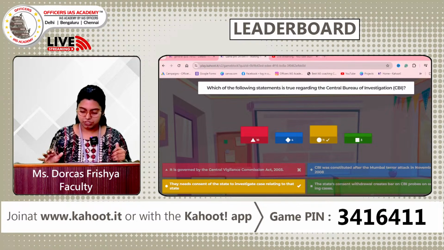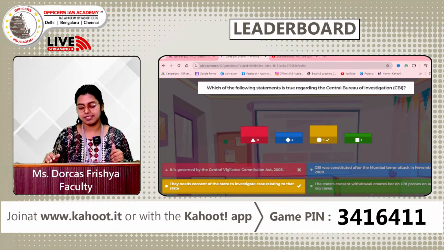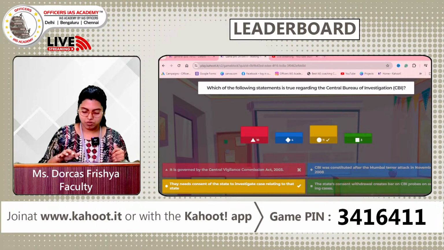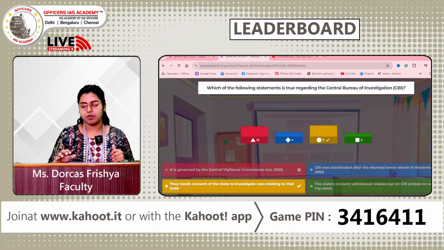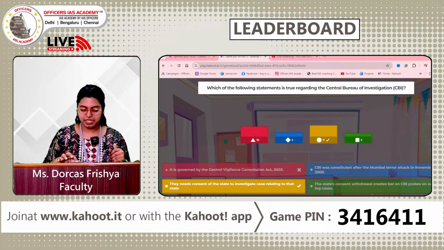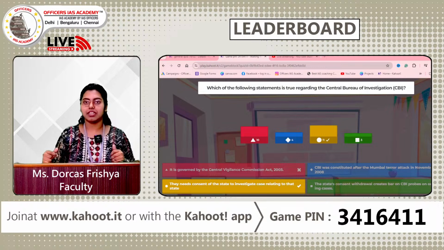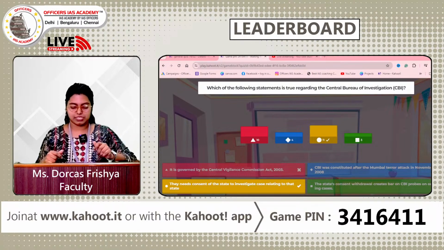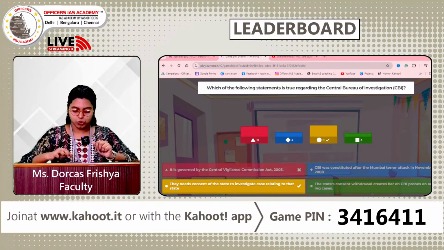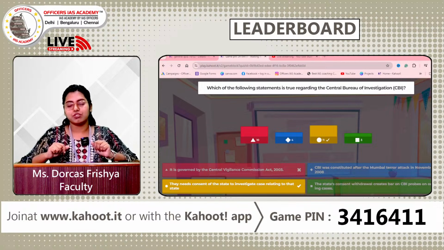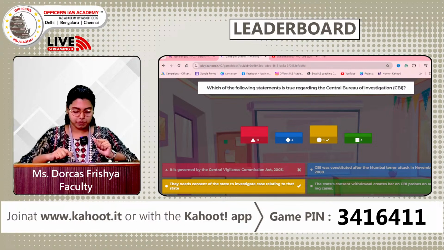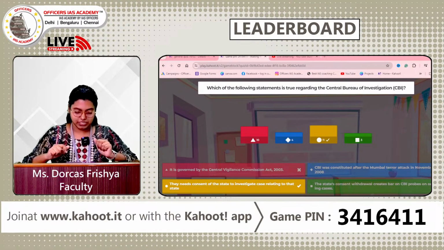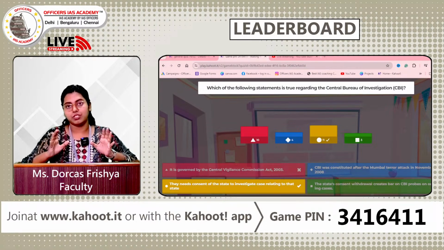CBI needs the consent of the state to investigate any case relating to that state or having jurisdiction of that state. Now when you look at CBI, what is CBI? Actually it's a domestic crime investigating agency of India. We all know that. And under which ministry does it come? If that would be a question, this would be your answer. That is Ministry of Personnel, Public Grievances and Pensions. That is the ministry which takes care of CBI.